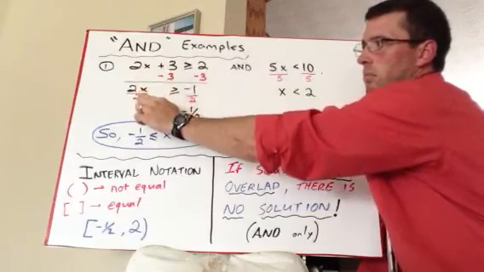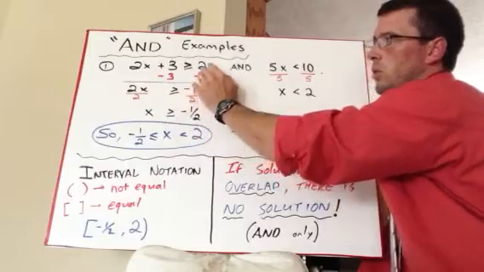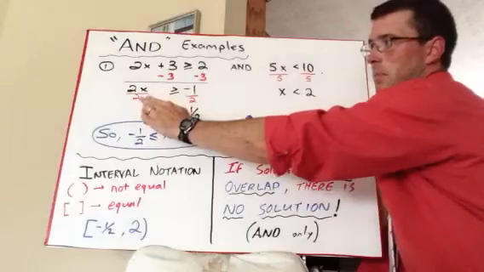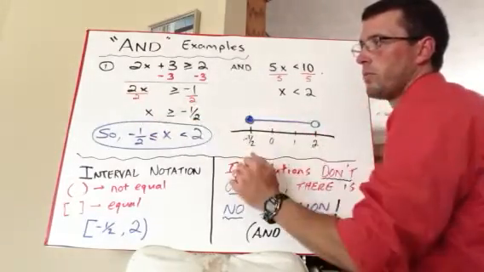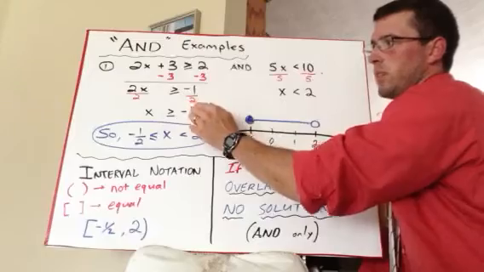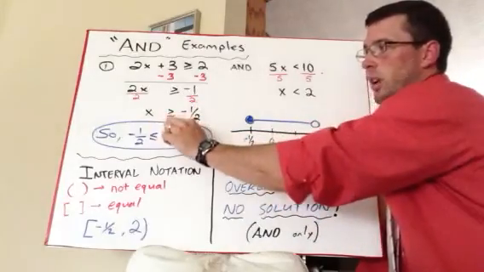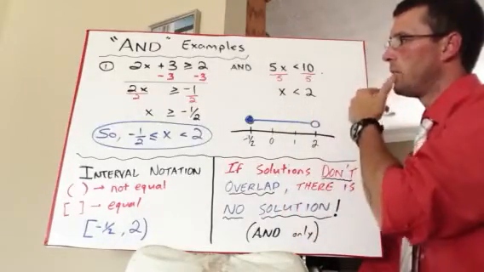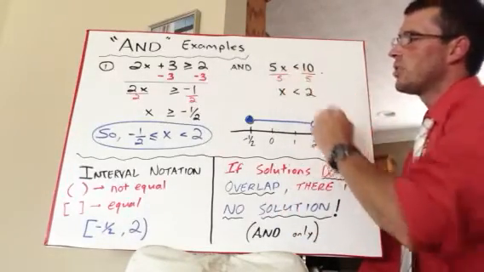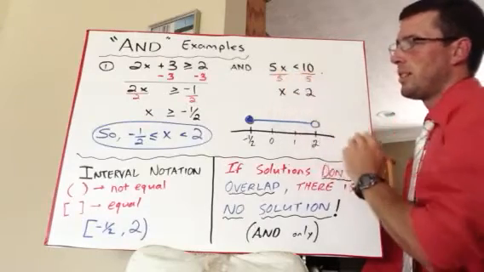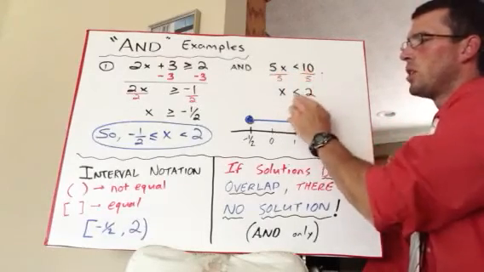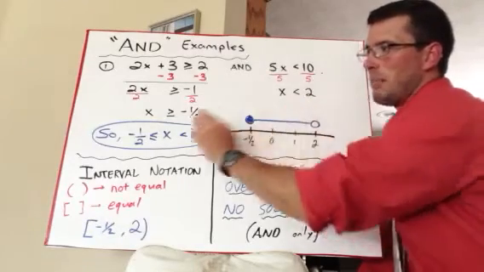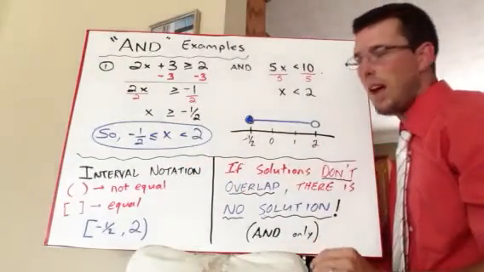I have 2x left in black is greater than or equal to 2 minus 3, which is now -1. My last step in solving is divide by the 2. And so I divide the -1 by 2. So x is greater than or equal to -1/2. So that's going to be part of my answer. Let's see what the other part turns out to be. 5x is less than 10, so I take the 5 and I divide both sides by that 5. And 10 over 5 is 2, so I have x is less than 2. So I have my x is less than 2, and my x is greater than or equal to -1/2.